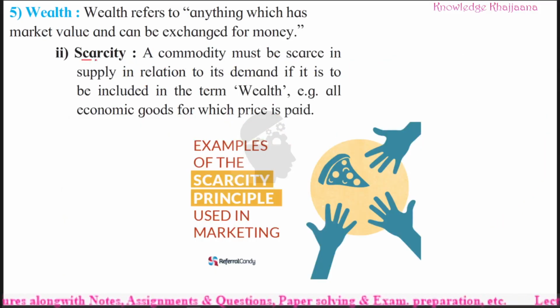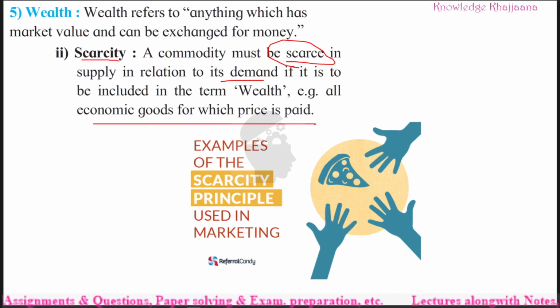scarcity. What is meant by scarcity? See, a commodity must be scarce in supply in relation to its demand, if it is to be included in the term wealth. For example, all economic goods for which a price is paid. What is meant by scarce? If you look at this picture, we will come to know. See, only one piece of pizza has remained, and 3 people are demanding the same pizza. Why? The pizza is a commodity which is scarce, which is limited. It is not abundant there.